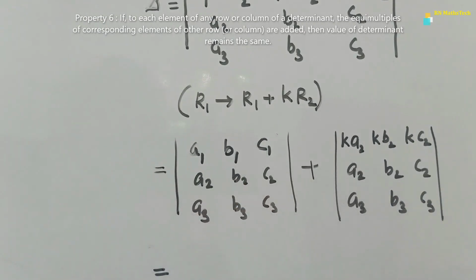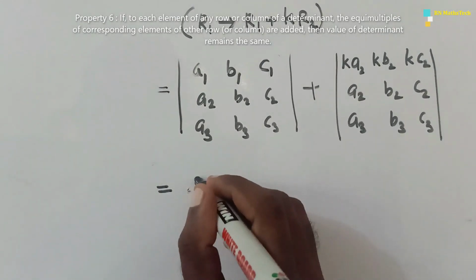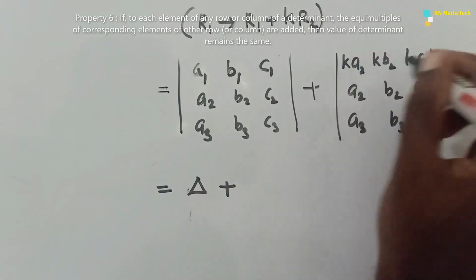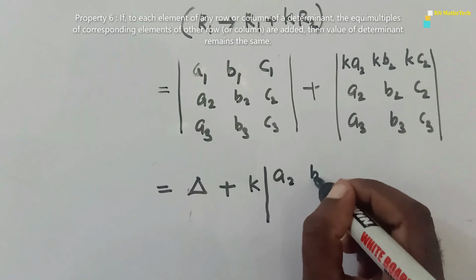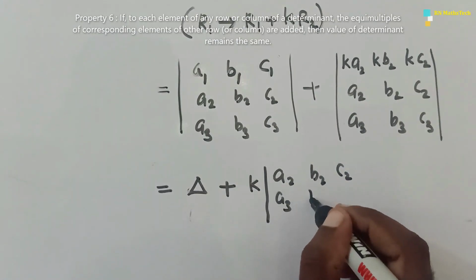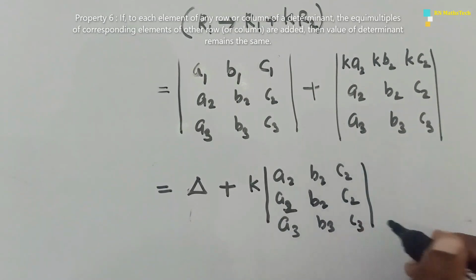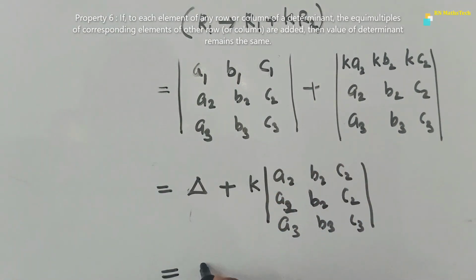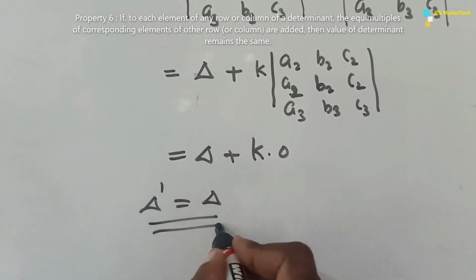Now the first one is delta, plus the second one. For the first row, k is common, so k times the determinant with rows a2, b2, c2, a2, b2, c2, a3, b3, c3. Here the first row and second row are the same, so the value of the determinant is 0. So delta plus k into 0 is equal to delta. So here delta dash and delta are the same.